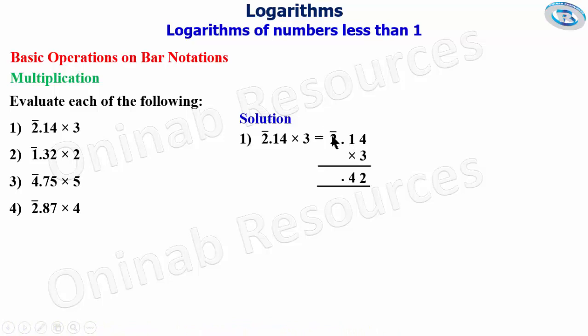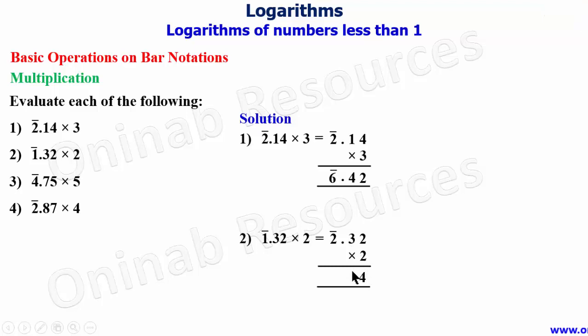3 times bar 2. That's minus 2 times 3 gives minus 6. That's going to give us bar 6. That's all for problem 1. We then go to problem 2. Bar 1.32 times 2. So arranged again, we start the multiplication from the last digit. 2 times 2 gives 4. 2 times 3 gives 6. And 2 times bar 2 gives bar 4. So you still remember minus 2 times 2 gives minus 4. Minus 4 is written here as bar 4.